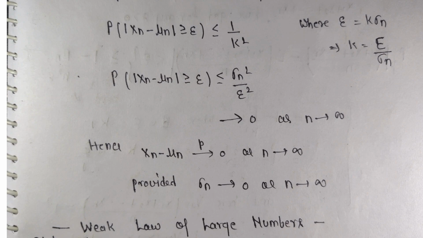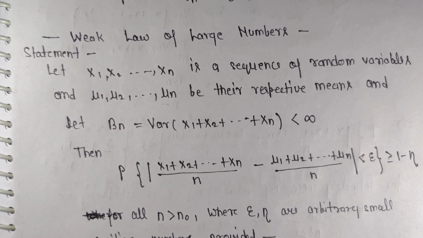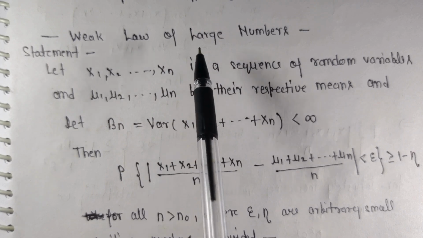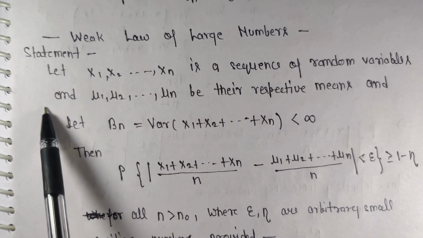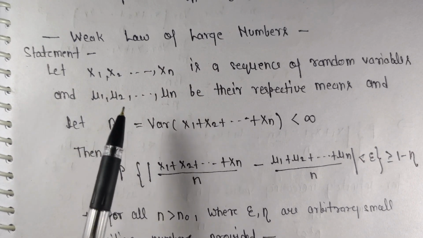So this is the Chebyshev theorem. Firstly I have mentioned here convergence in probability things, then I have mentioned Chebyshev theorem. Now come to the main topic, weak law of large numbers. Firstly I have mentioned here the statement part of the weak law of large numbers.